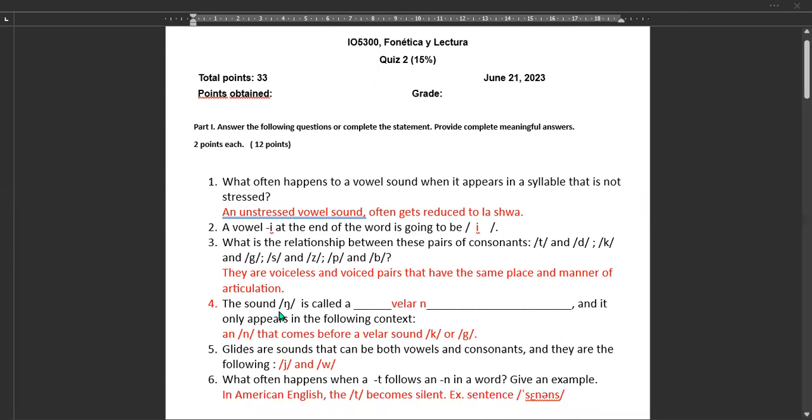The velar N is called a velar N, and it appears when there's an N before a velar sound. It can be at the end, but it can also be in the middle of the word, not necessarily at the end, like king or sink or boring. There are words that have it in the middle and then a velar sound, a ka or ga.